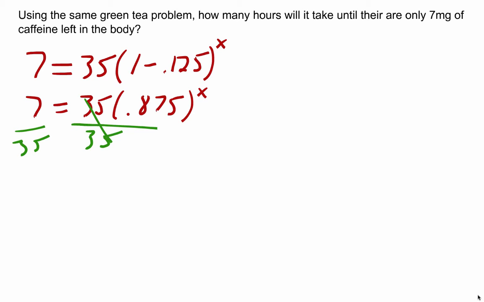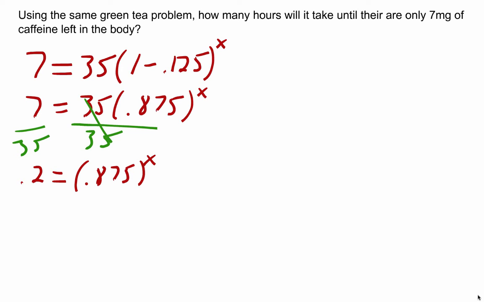So that's now 7 divided by 35 is 0.2, which equals 0.875 to the x power. So we've got to figure out that x, how many hours is that? And this is just a guess and test. So you're just going to have to take 0.875 to some power.